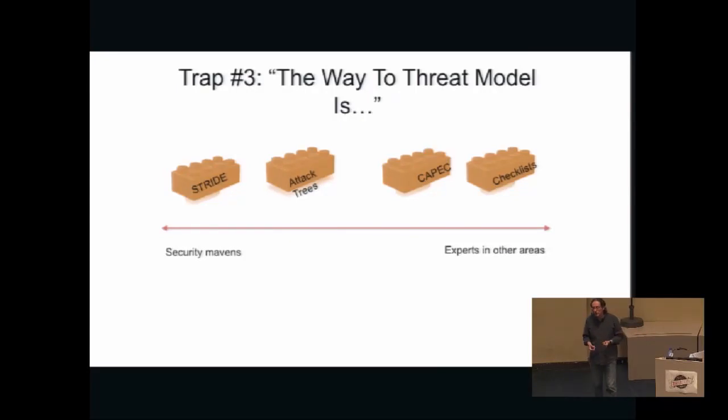So for example, you're landing a plane. Is the landing gear down? Are the flaps in the right position? Have you contacted the tower? You're good to go. That doesn't tell you how to fly a plane. It just tells you these are common things that are going to go wrong that people skip over and don't remember. So you can use checklists as part of threat modeling.